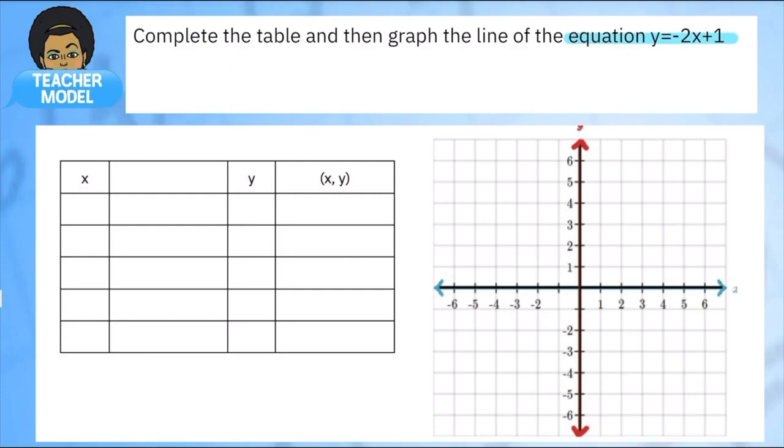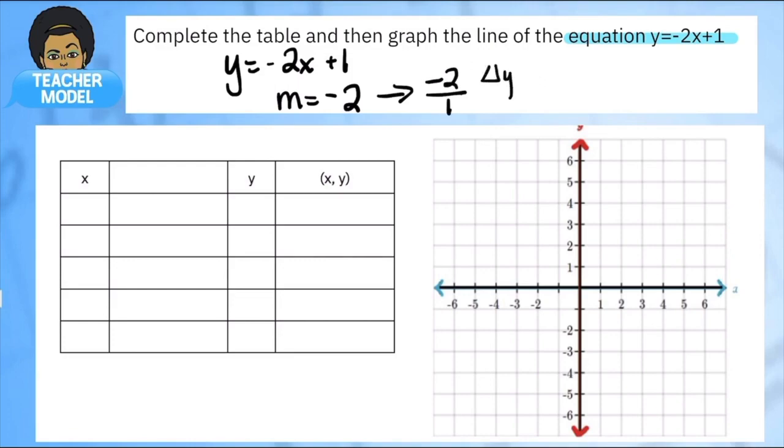So what do we know about y equals negative 2x plus 1? We know our slope function y equals mx plus b. So we know what our m is. M is negative 2. So what does that mean? That means, I'm going to put it into fractional form, negative 2 over 1. That means my change in y, I'm going to go down 2, and my change in x, I'm just going to move over 1. That's all it means. I'm going to go down 2 over 1. So that's going to be my slope.